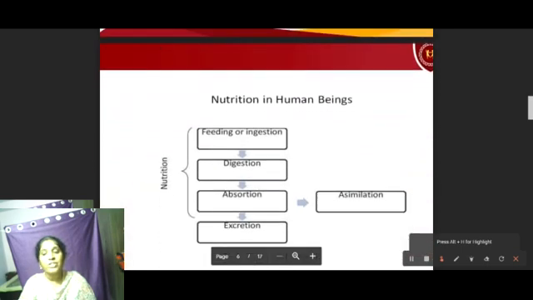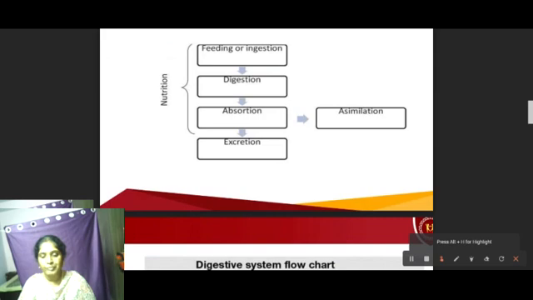Now comes nutrition in human beings. It is a little bit complicated because we have a separate digestive system to digest the food material. Nutrition in human beings involves 5 stages, that is, ingestion or taking in the food material, followed by digestion, how the food material is digested, then the absorption of the digested food, and later on the assimilation, and then finally excretion. We'll deal with each one of these in human digestion.